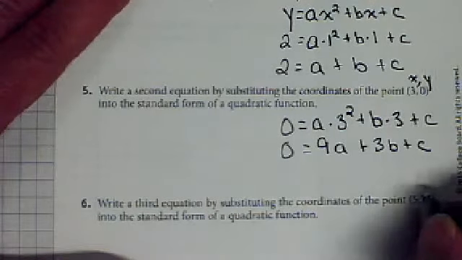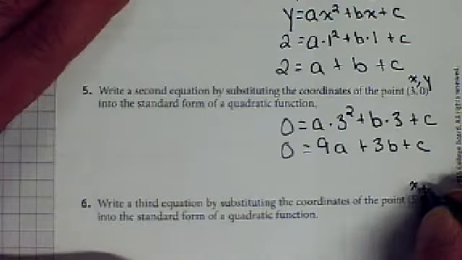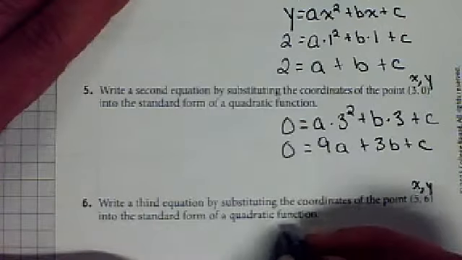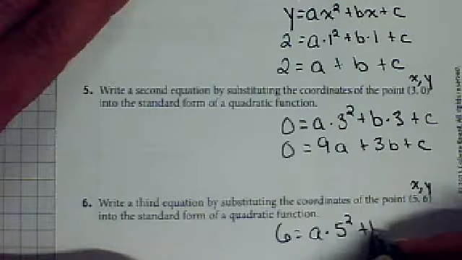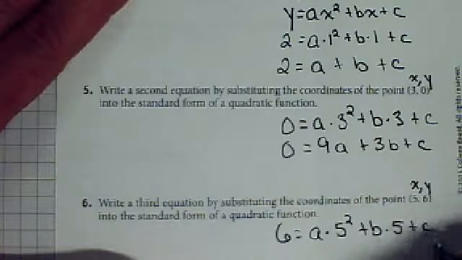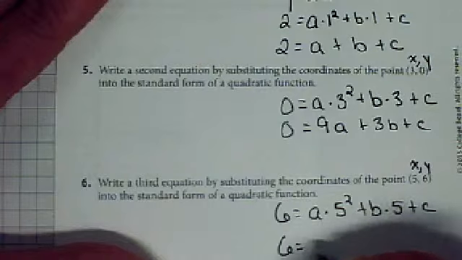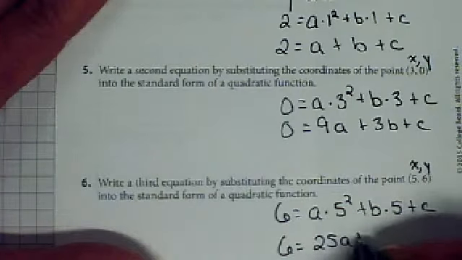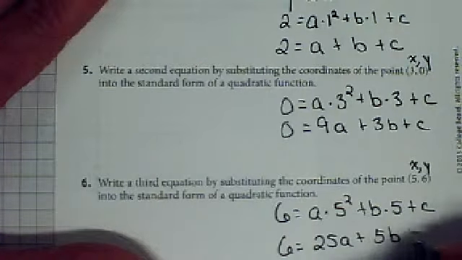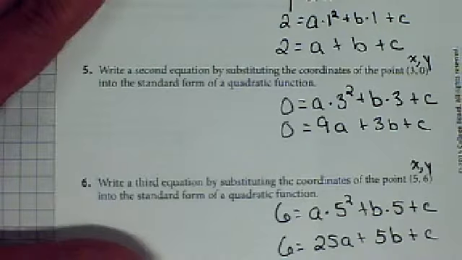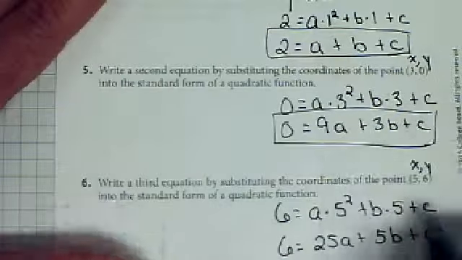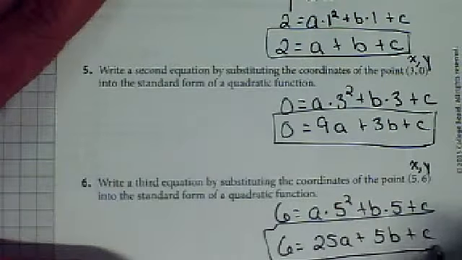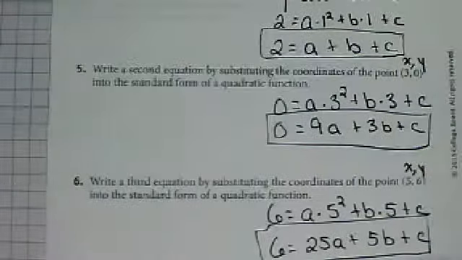The next point, (5, 6). So 5 goes in for x and 6 goes in for y. 6 equals a times 5 squared plus b times 5 plus c. Well, that's going to be 25a. B times 5 is 5b plus c. Notice, we have created 3 equations with 3 unknowns. I think we remember how to work these.